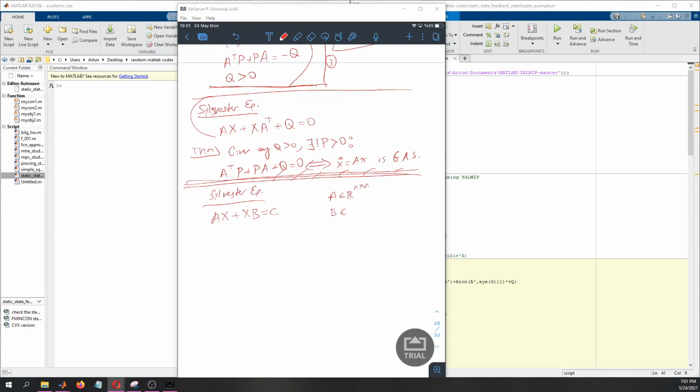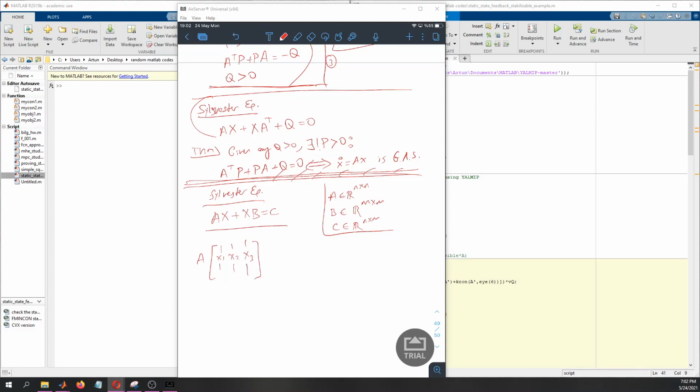A is n by n, B is m by n, X is m by n, and C is n by m. Okay, just keep that here. We can wait a sec. Here just focus on, you know what, let's think of X as x1, x2, and x3.